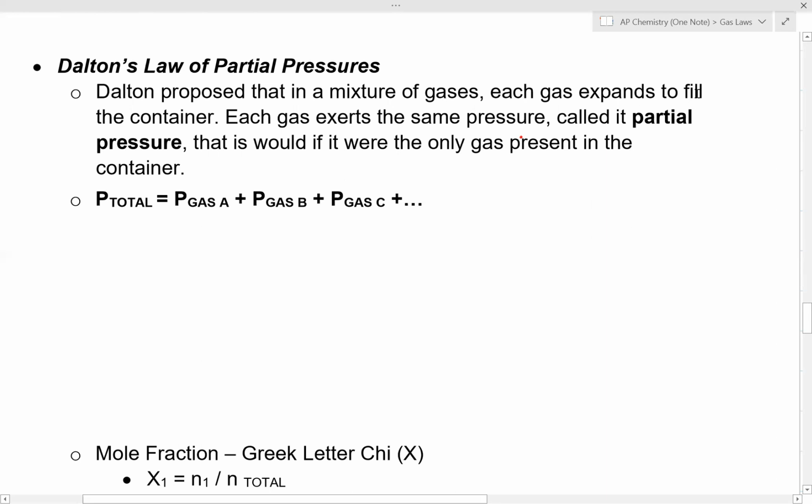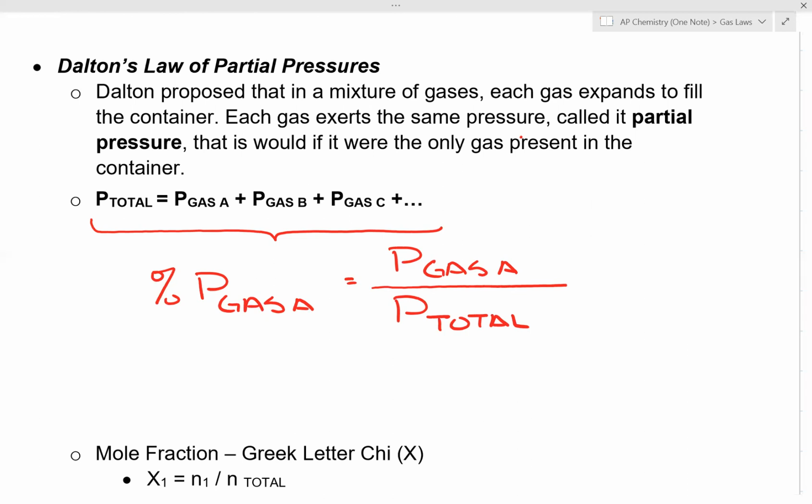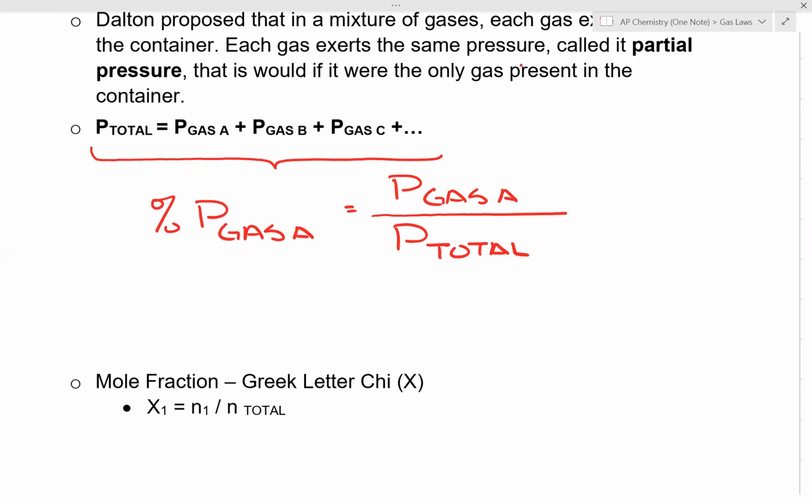Just like if I were to ask for the total age of students in the class, I would take the age of all the students in grade 10, the age of all the students in grade 11, and the age of all the grade 12s in the class. Now, one thing we can derive from here is that the percent of pressure for gas A would be equal to the pressure of gas A divided by the pressure of all the gases added together. One thing about this manipulation of the formula is that it is related to something called the mole fraction, where the mole fraction is the moles of substance 1 divided by the total number of moles.